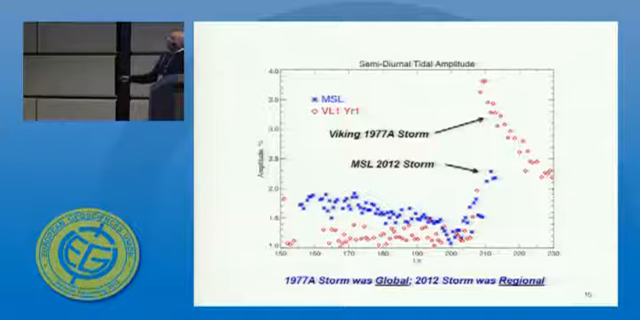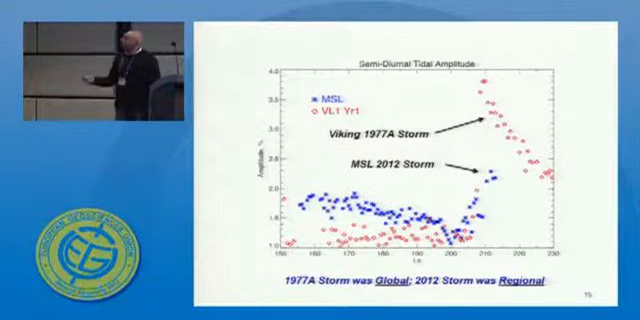The semi-diurnal tidal amplitude here. We have some data from global storms and from Vikings. We saw an effect that was not exactly the same that we are seeing in the storm now, but here we have a regional storm, and probably the physical processes involved are a bit different.